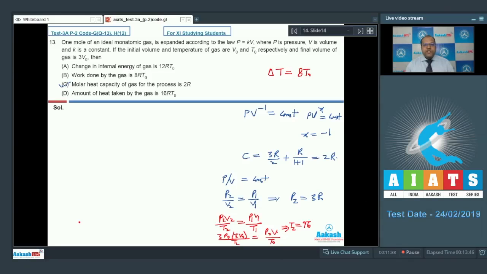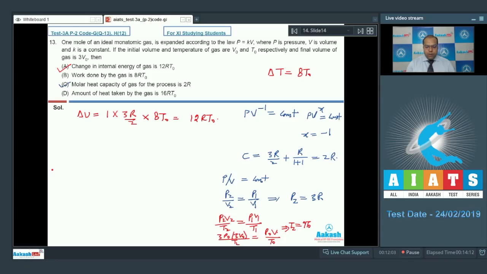Now let's check option A. Change in internal energy of the gas is. So change in internal energy of the gas delta U can be written as n CV dT. So n is 1, CV is 3R by 2 for the monatomic gas, into dT is 8 T0. So it comes out to be 12 R T0. So option A is correct.